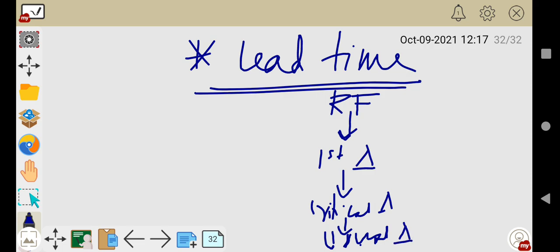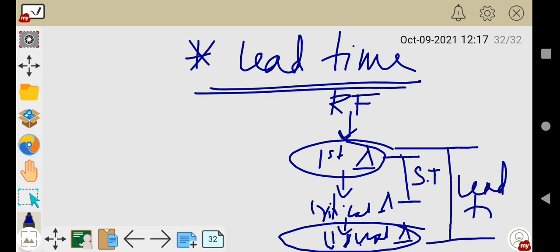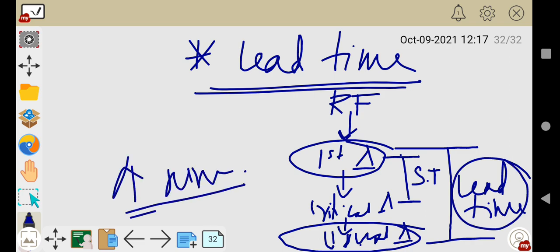The first possible diagnosis to the critical point of diagnosis is your screening time. This will not be asked, don't worry. But the lead time is the longest: from the first possible diagnosis to the usual diagnosis is the lead time. This has been asked. This lead time increases the survival period because the disease is diagnosed early. You can diagnose at this point itself. It is the longest time.